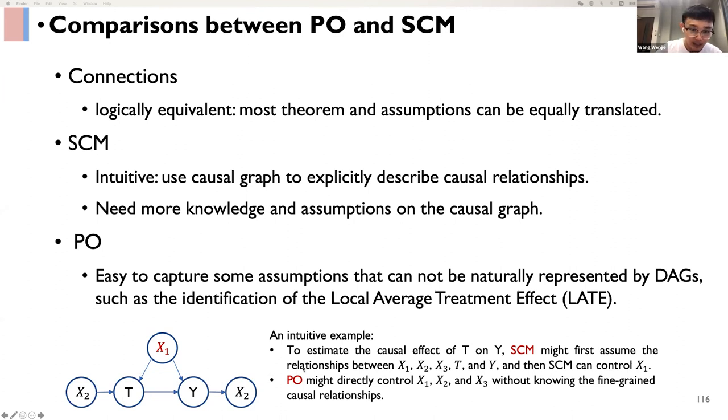But the potential outcome framework can directly control X1, X2, and X3. It doesn't need to know the fine-grained causal relations between these variables. It can just control X1, X2, and X3, which will also block all the backdoor paths, and it doesn't need to know the fine-grained causal relations. So this is a difference between these two frameworks.